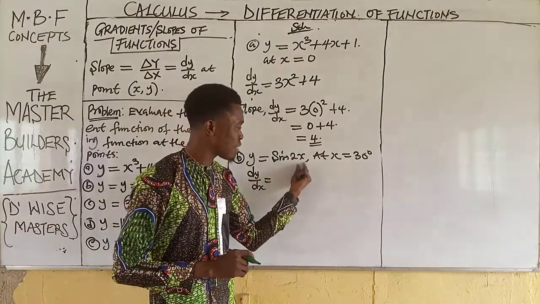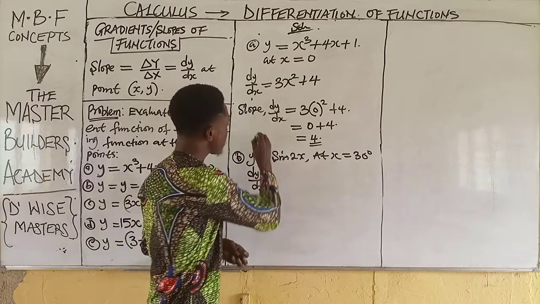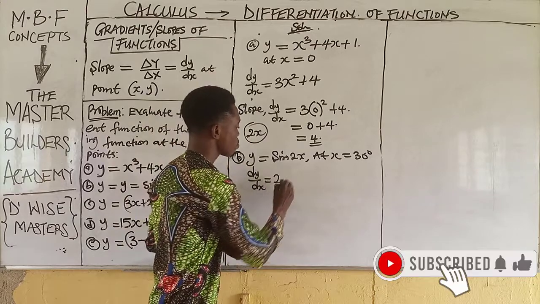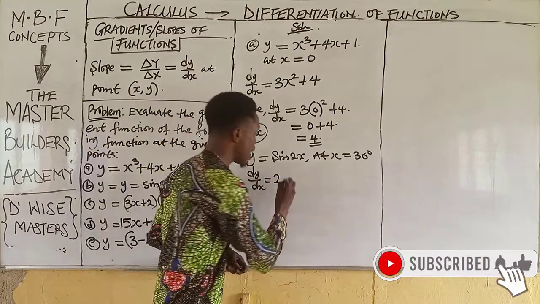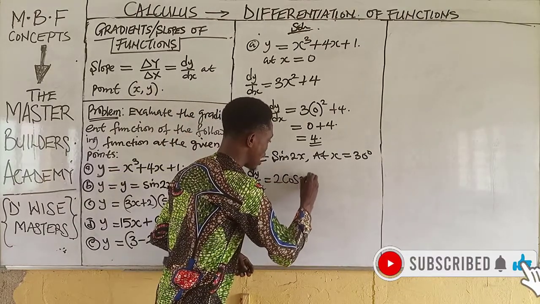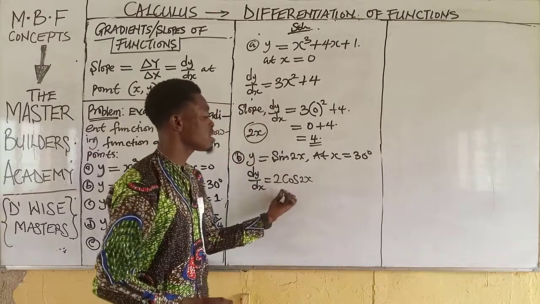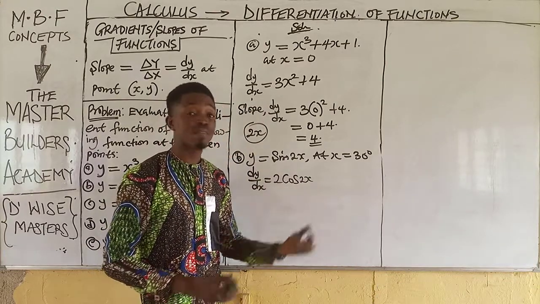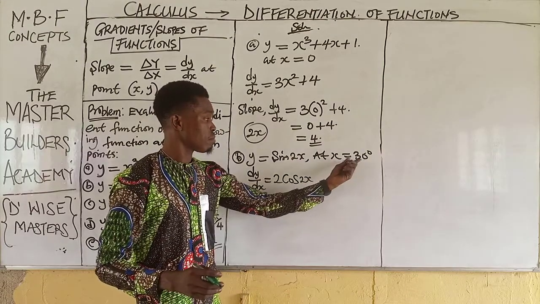What happens anytime you want to differentiate trig? First of all, identify the angle. Now the angle that we have there is 2x. When I differentiate 2x, I have 2. That's all. And when I differentiate sine, I have cos. Pull down the angle. This is the result. What next? We quickly impute the values of x.